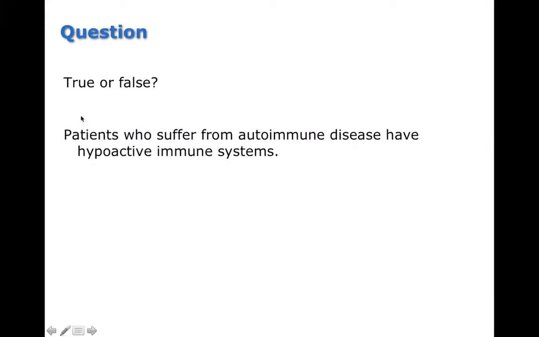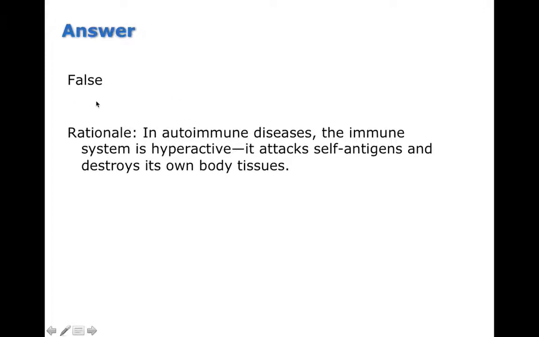So the question here is true or false? Patients who suffer from autoimmune diseases have hypoactive immune systems. And the answer is false, right? Autoimmune disease is a consequence of hyperactive immune systems. The immune system is overly active, and it starts attacking self-antigens and destroys its own body tissues.